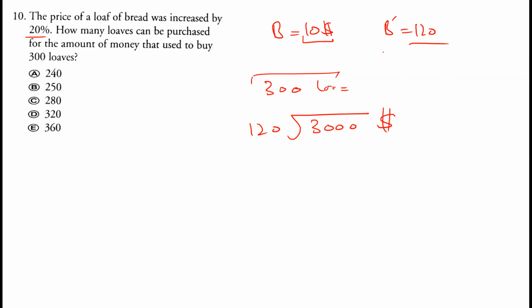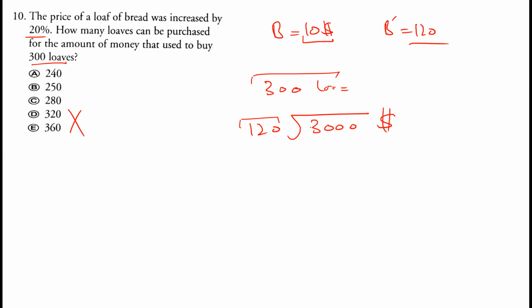So obviously you will be buying fewer than 300. We can't buy more than 300, so these two options are totally incorrect. If the price increases and we have the same money for now to buy, how many loaves can we purchase for the amount of money that used to buy 300 loaves? If $30,000 was used to buy 300 loaves, how many loaves can you buy if each loaf is $120?